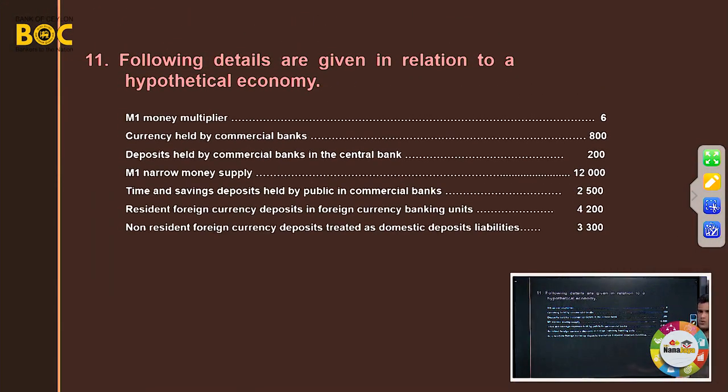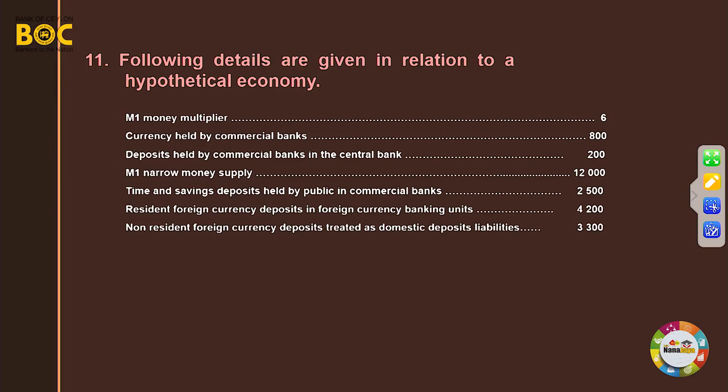Right, we will move on to the next question. The following details are given in relation to a hypothetical economy: M1 money multiplier, currency held by commercial banks, deposits held by commercial banks in the central bank, and then M1 narrow money supply is given, time and savings deposits held by public in commercial banks is given, the resident foreign currency deposits in foreign currency banking units is given, non-resident foreign currency deposits treated as domestic deposit liabilities is given.